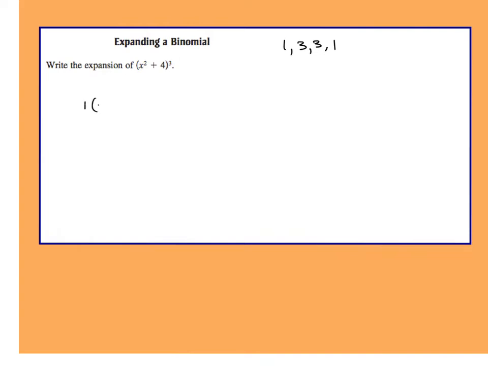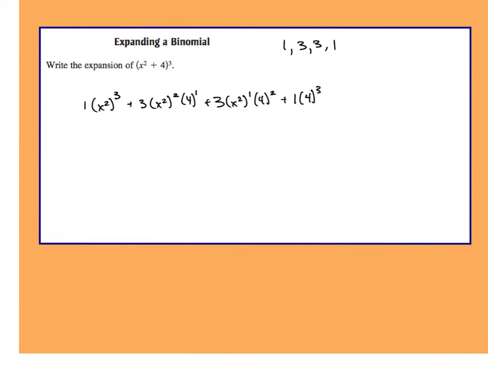So now we have 1 times x squared to the power of 3. And then plus 3 times x squared to the power of 2. And then we have 4 to the power of 1. Remember, the first one descends while the other one ascends. And then plus 3 times x squared to the power of 1. And then 4 to the power of 2. And then plus 1 times 4 to the power of 3.